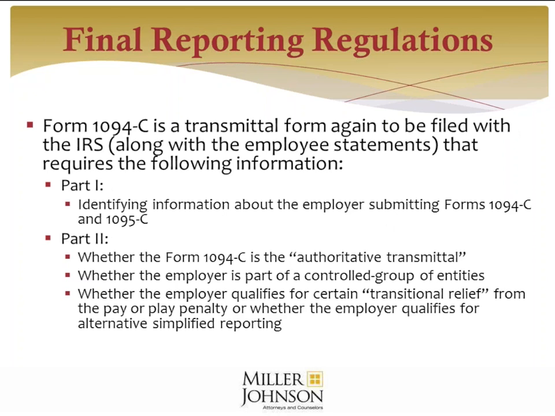Again, the reporting under Section 6056 is done on forms 1094C and 1095C. And this mechanism, again, is very similar to the B series forms, which we already talked about, and the W2, W3 arrangement. So the 1094C is a transmittal form that will be filed with the IRS along with the employee statements. The employee statements are the 1095C.